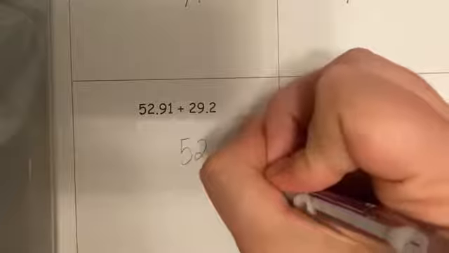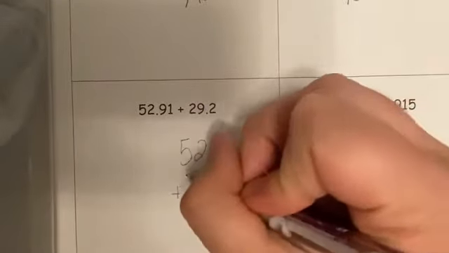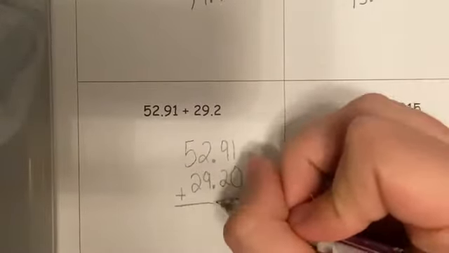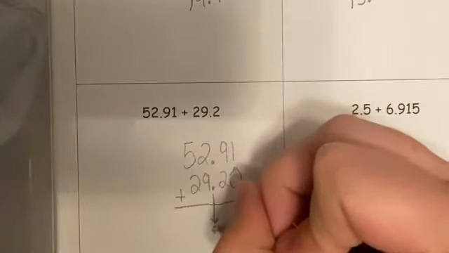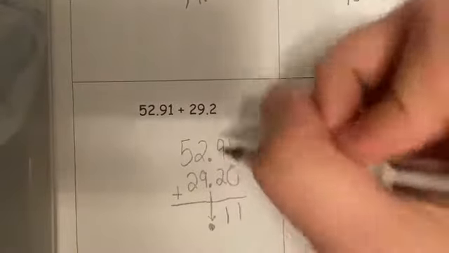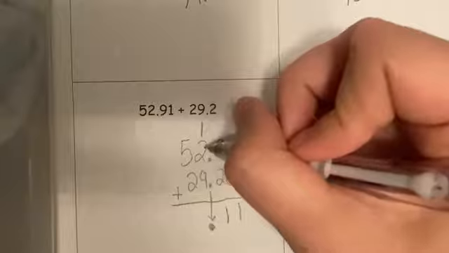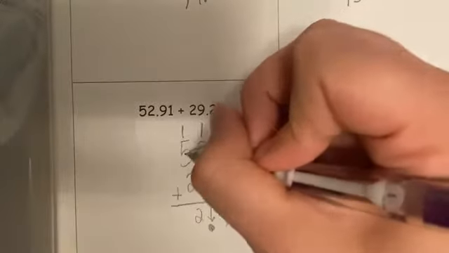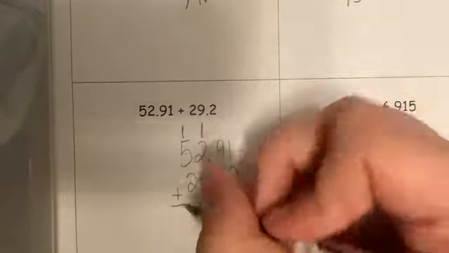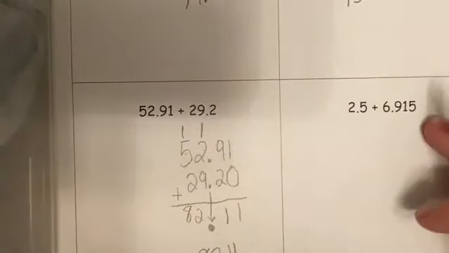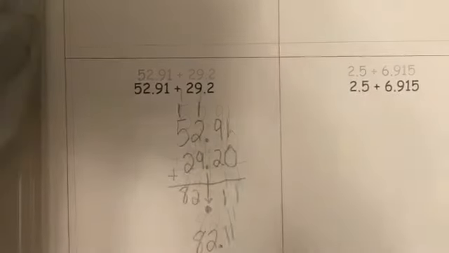So this one, I line them up. Again, if I have an open spot, a 0 will go there. I'll bring down the decimal. 1 plus 0 is 1. 9 plus 2 is 11. 1 plus 2 is 3, plus 9 is 12. And then 1 plus 5 is 6. 6 plus 2 is 8. So I get 82 and 11 hundredths. Sorry, there you go. 82 and 11 hundredths.